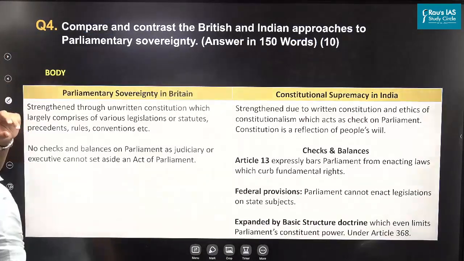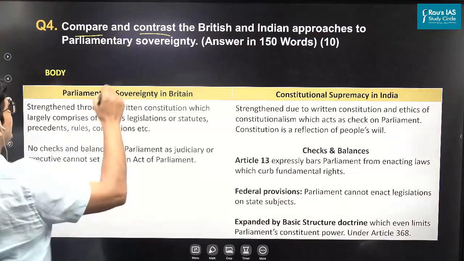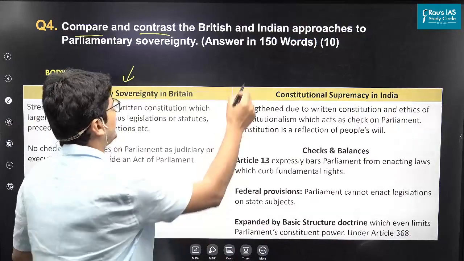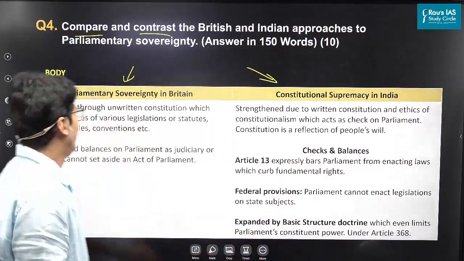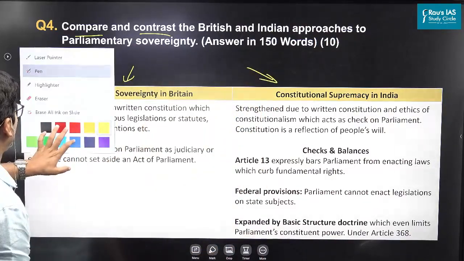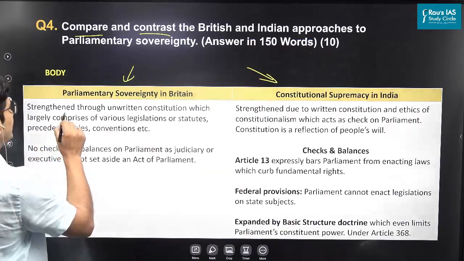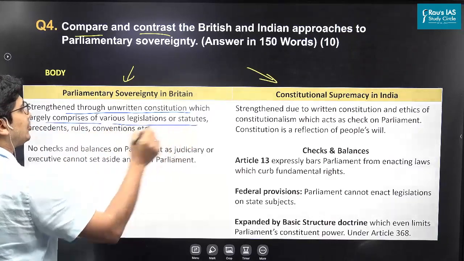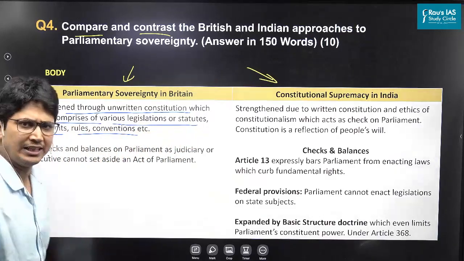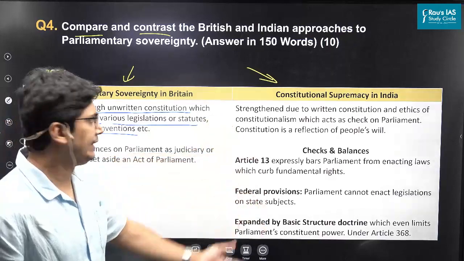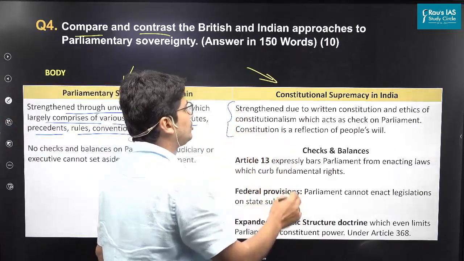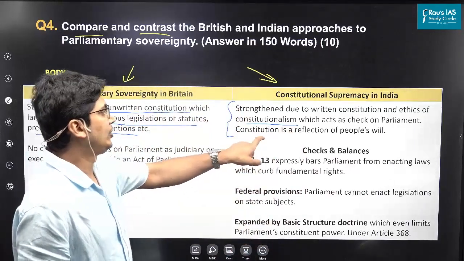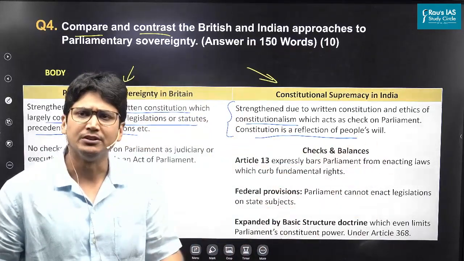Now, since this question is asking about comparison and contrast, in the body part of the answer we have provided this comparison and contrast. Talking about parliamentary sovereignty in Britain, it is strengthened through an unwritten constitution, which largely comprises various legislation or statutes, precedents, rules, conventions, etc. Whereas in India, it is strengthened due to a written constitution and the ethics of constitutionalism, which acts as a check on parliament, and the constitution is also a reflection of people's will.